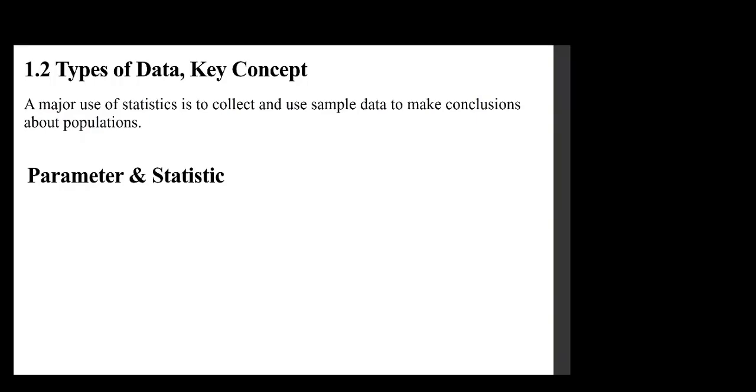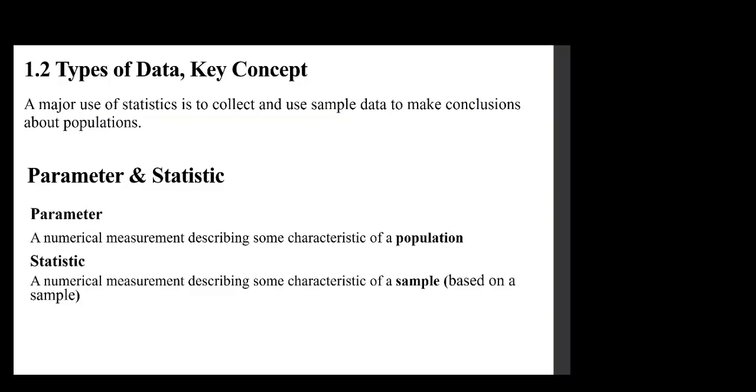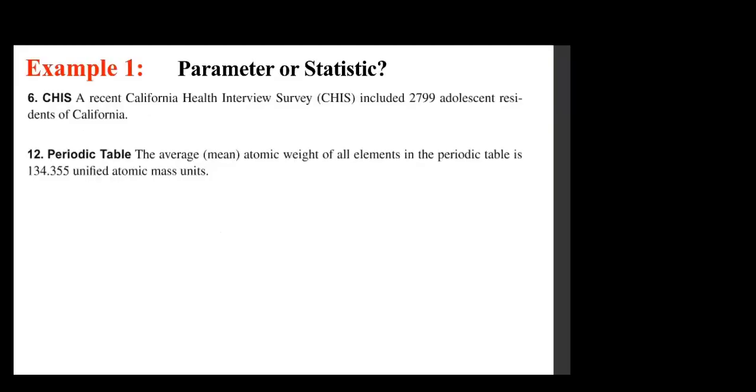And remember, the idea behind statistics is very simple. Generally speaking, we don't have access to a population, so we use a sample to make a conclusion about the population. Parameter: a numerical measurement describing some characteristic of a population. Statistic: a numerical measurement describing some characteristic of a sample.